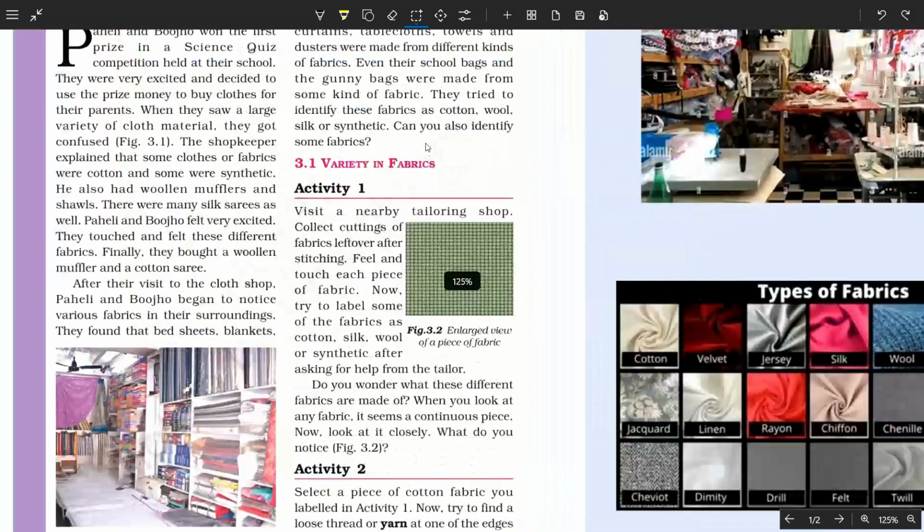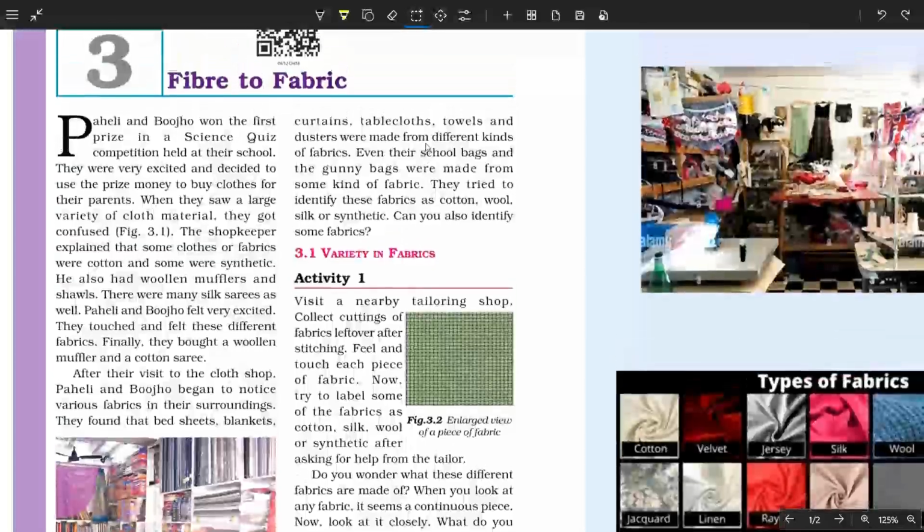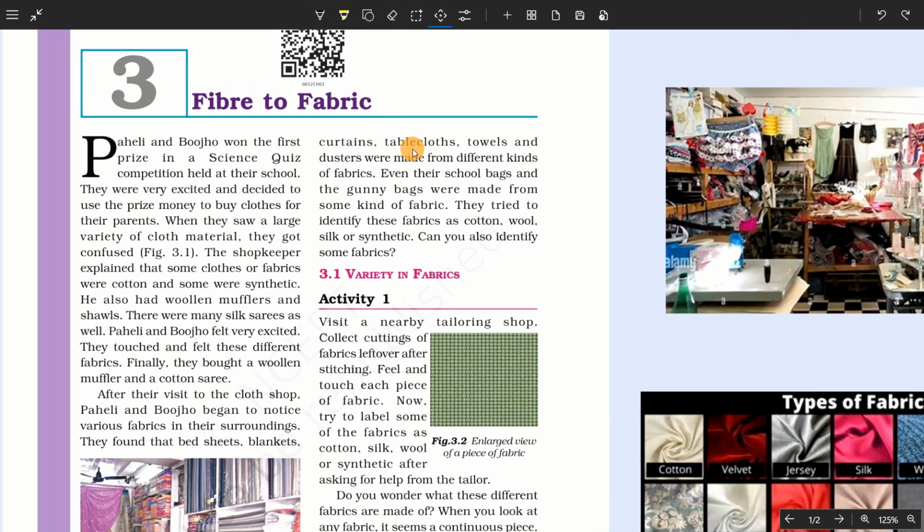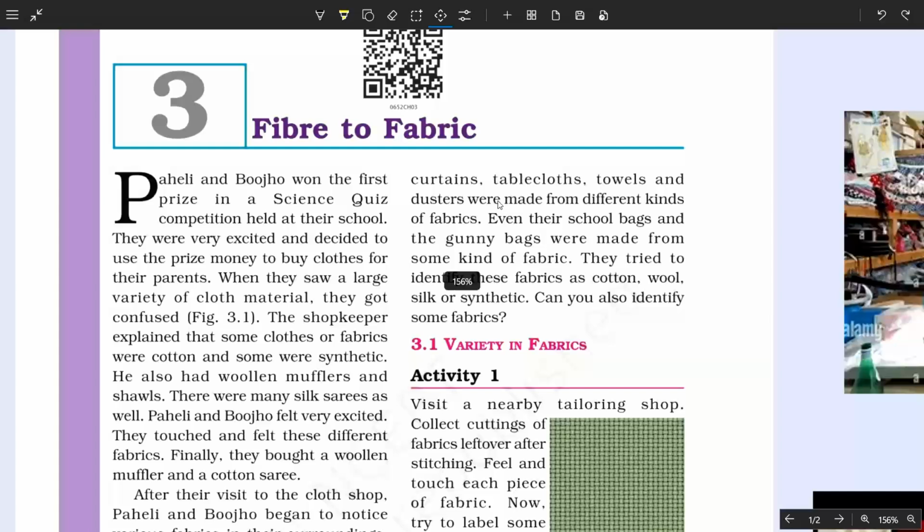Here, Chapter 3, Fiber to Fabric. It's the third chapter.